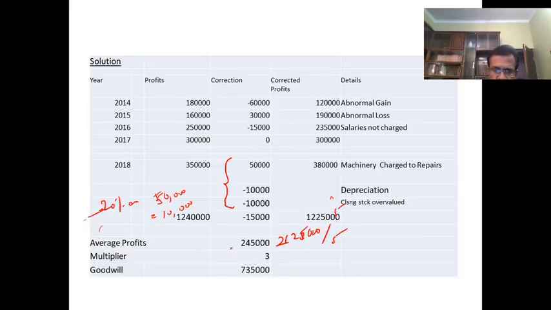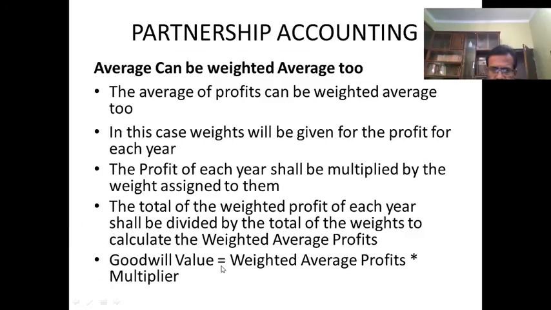So we have got the average profits over here, and then multiplier is given to us, and we get the value of goodwill like this, 7,35,000. Now average can be weighted average too. In this case, weights will be given for the profit for each year. The profit for each year shall be multiplied by the weight assigned to them. The total of the weighted average profit of each year should be divided by the total of the weights to calculate the weighted average profits, and then goodwill value will be weighted average profits, okay, into multiplier.